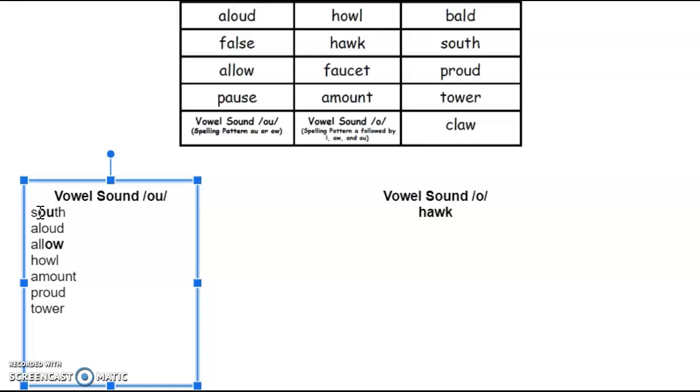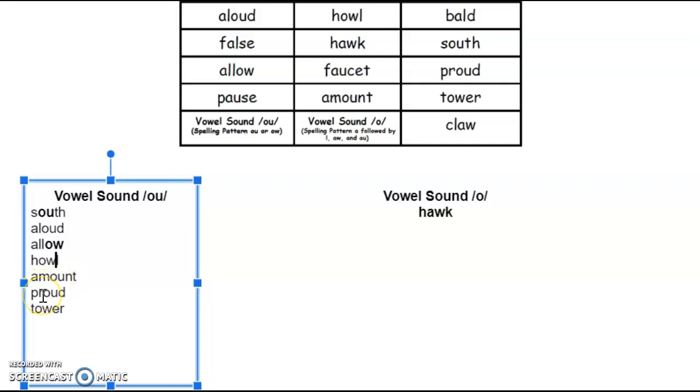South, aloud, like read aloud. Here's the vowel sound. Aloud. Allow. Will you allow me to go outside today? Howl, as in you can hear the wolf howl at night. Amount. What is the amount I owe you?